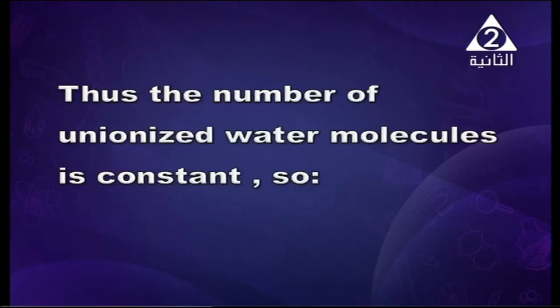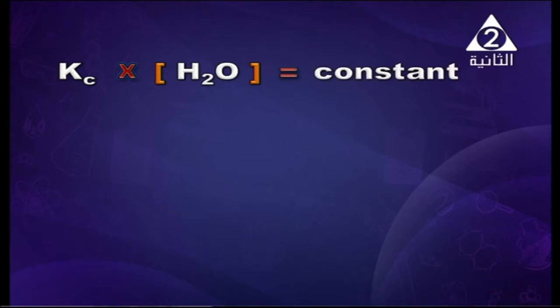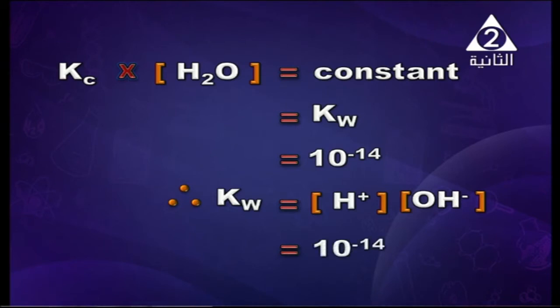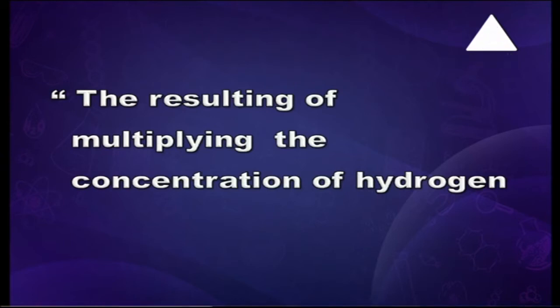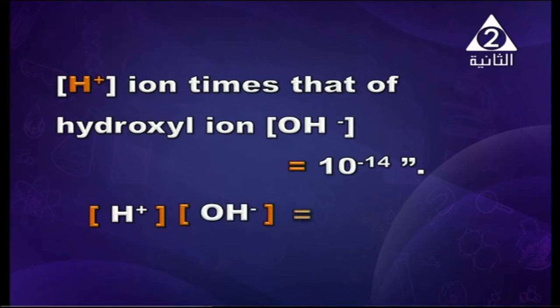So the number of unionized water molecules is constant. So Kc times the concentration of water equals a constant value, Kw, which equals 10 to the power negative 14. Therefore Kw equals the concentration of hydrogen ion times the concentration of hydroxide ion, which equals 10 to the power negative 14. So we can define the ionic product of water, Kw: it is the result of multiplying the concentration of hydrogen ion times the concentration of hydroxyl ion, which equals 10 to the power negative 14.